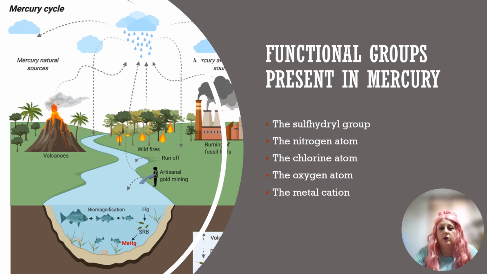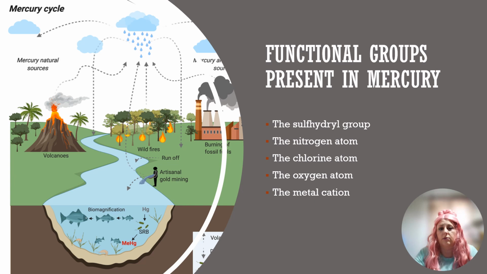The sulfhydryl group is found in proteins and is essential for their function. When mercury binds to this group, it can disrupt protein functions. The nitrogen atom: mercury's ability to form complexes with other elements may be due to its strong electron affinity for nitrogen and its strong bond to the nitrogen atom. Mercury can also cause damage to cellular proteins and DNA by bonding to these molecules.